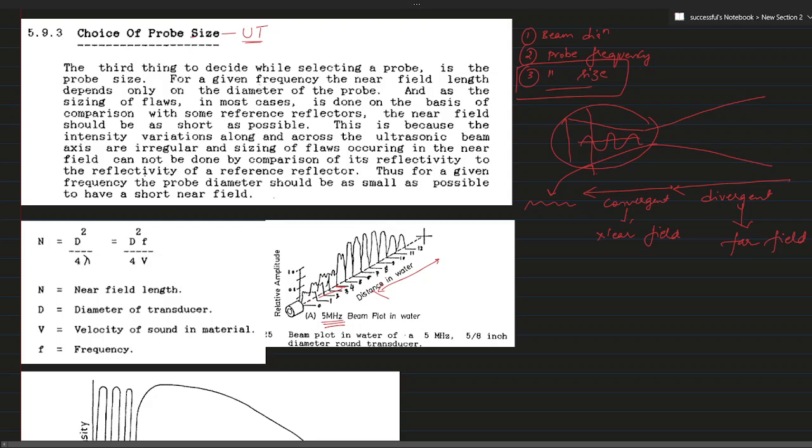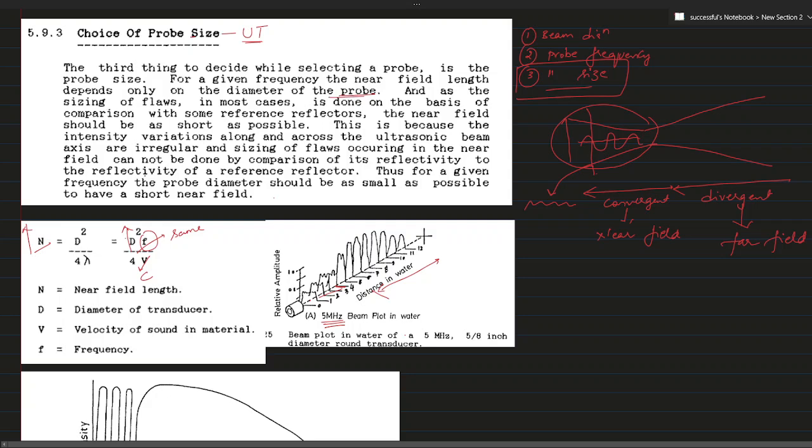For a given frequency, the near field length depends only on the diameter of the probe. This is the near field length formula: D squared by 4 lambda, equals D squared f by 4v. For a given material, velocity is constant, right? If we hold the frequency constant and change the diameter of the probe, the near field increases if the diameter is increasing.